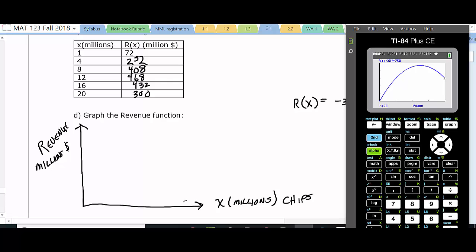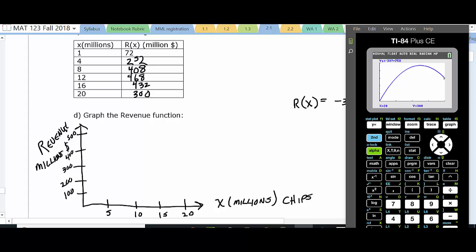Now we're going to go out to 20. So I'm just going to have you scale the x-axis: 5, 10, 15, 20. And for the revenue, we're going to go up to 500, just the same way we did on the calculator. So you could go 100, 200, 300, 400, and so forth like that. That's really what you need on your graph, that information.